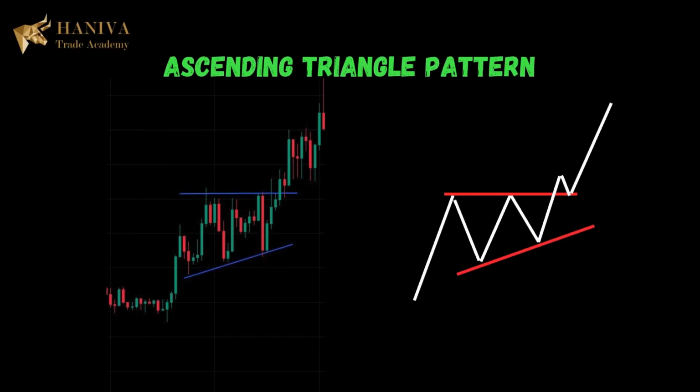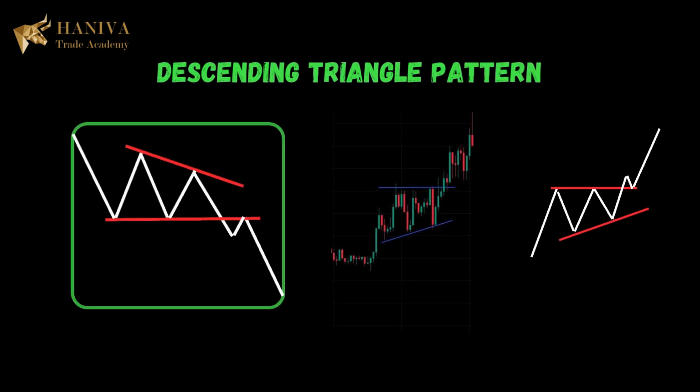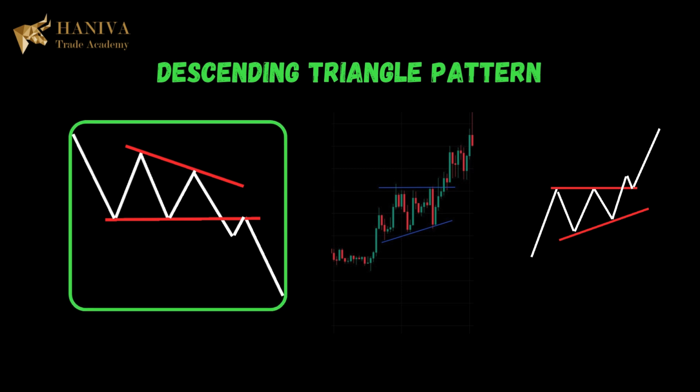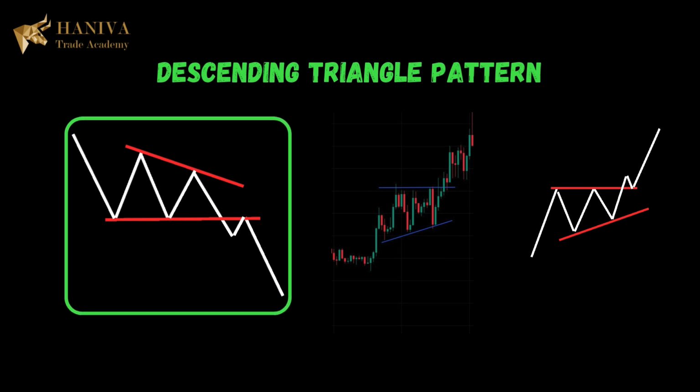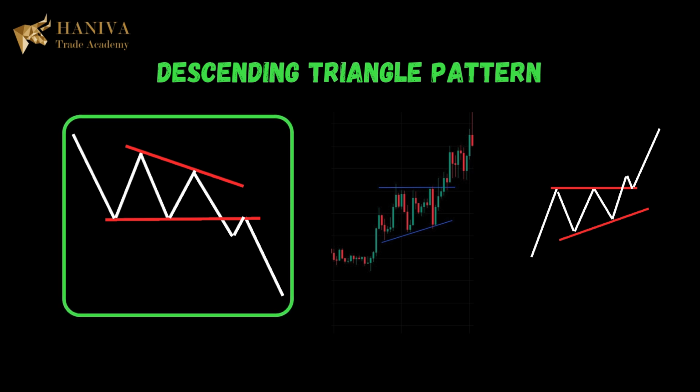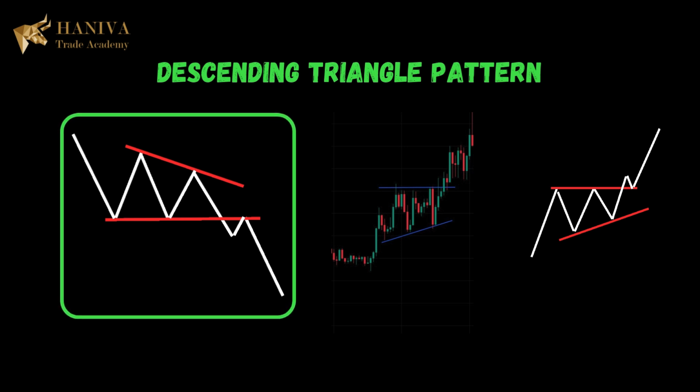The ascending triangle pattern is typically formed by a horizontal line at the top and an ascending trend line at the bottom, indicating that the price will move upwards after breaking out of the triangle. On the other hand, the descending triangle pattern is formed by a horizontal line at the bottom and a descending trend line at the top, indicating that the price will move downwards after breaking out of the triangle.